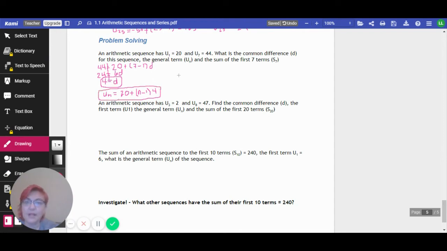Okay, last but not least, the sum of the first 7 terms is going to be n, which is 7, divided by 2 times the sum of the first term and the 7th term.